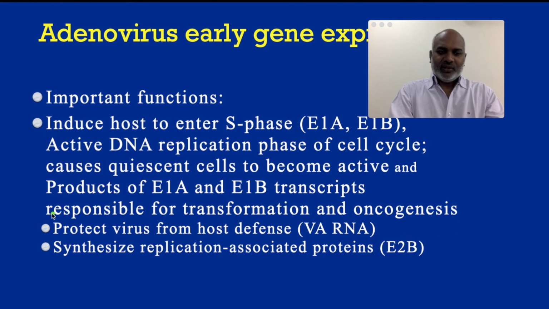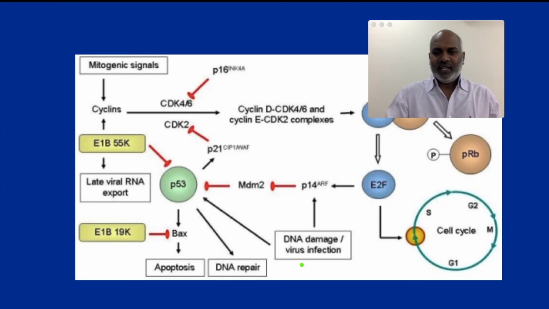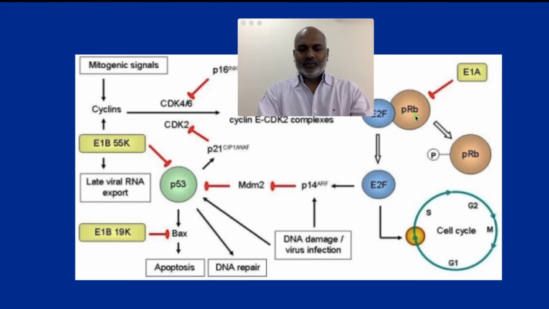And also the proteins coming from early gene expression protect the virus from the host defensive mechanism. They also synthesize replication-associated protein molecules. Some of the proteins coming from the early gene expression are involved in the replication of the viral DNA. As you can see here, we have a protein that specifically binds to the RB.